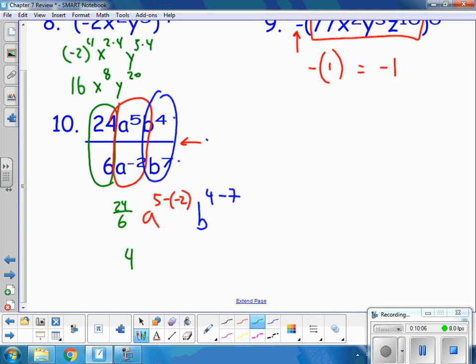A to the 5th minus 2, I end up with a to the 7th. And then I end up with b to the 4 minus 7, which is negative 3.